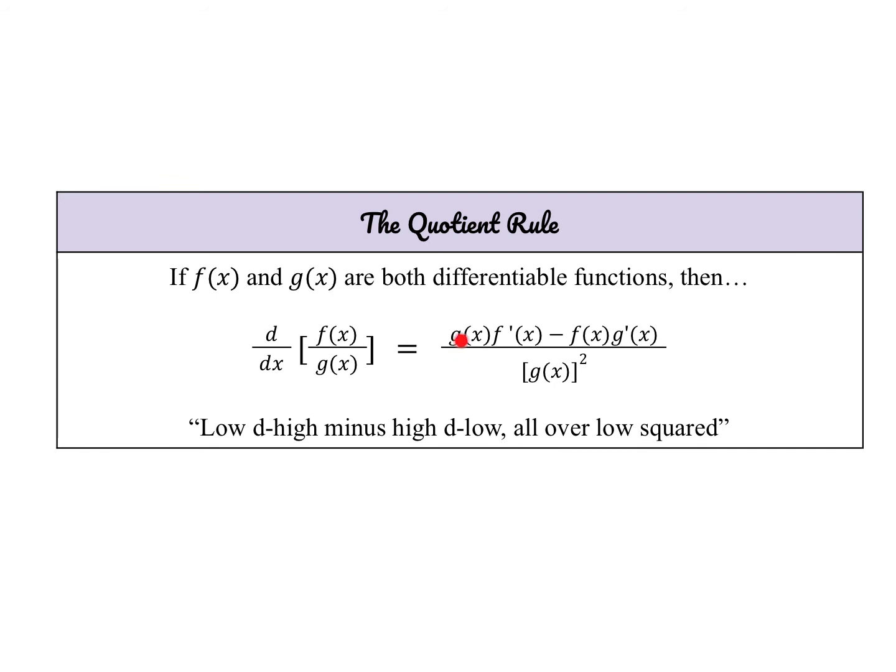It's low d high minus high d low all over low squared. So again, by low, we mean the function in the denominator. So low times the derivative of high, which is the numerator, minus high, so numerator times d low, the derivative of the denominator, all over the denominator function squared. So again, low d high minus high d low, all over low squared.